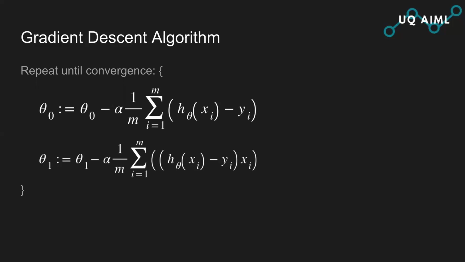Let me explain this algorithm. If you want to update the theta naught parameter, which is the same as the c in y equals mx plus c, you take alpha times 1 on m, where m is the number of training examples. Then you do the summation, summing over the difference between your predicted output and your actual output.